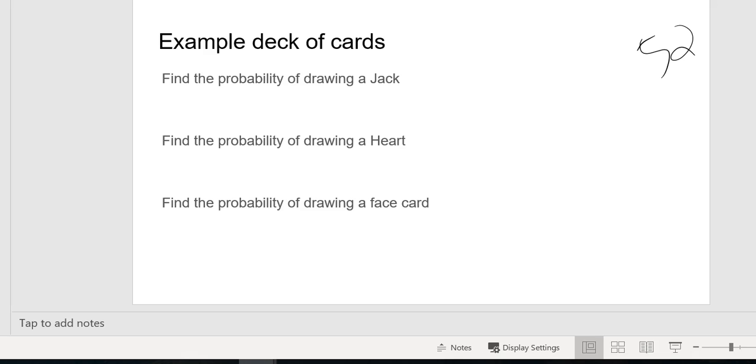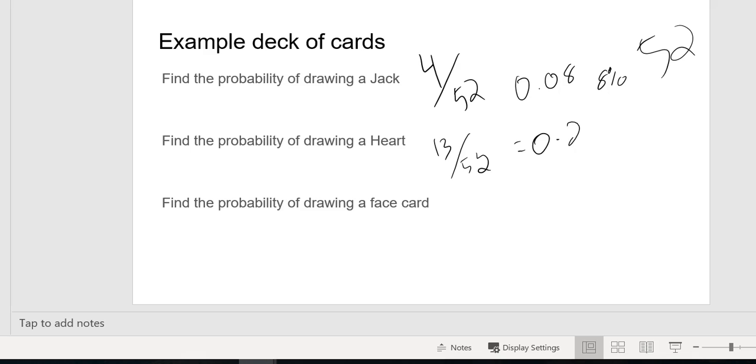I'm not going to sit here and explain how many cards are in the deck. Let's find the probability of drawing a jack. Well, there's 4 jacks in the deck. So 52 cards, so 4 divided by 52, say 0.08. So an 8% chance. What's the probability of drawing a heart? Well, there's 4 suits in a deck. There's a total of 13 hearts, because 13 plus 13 plus 13 plus 13 equals 52. And that gives me 0.25 and 25%.